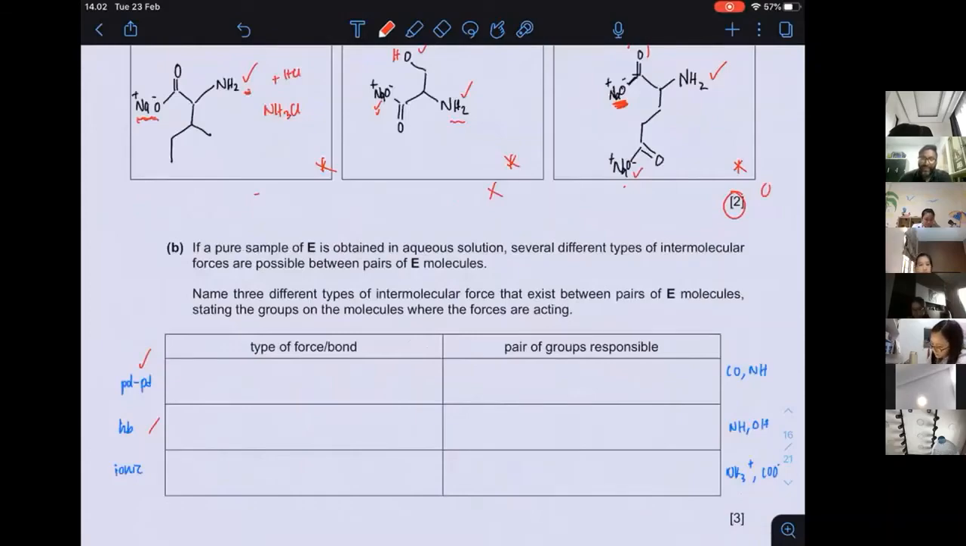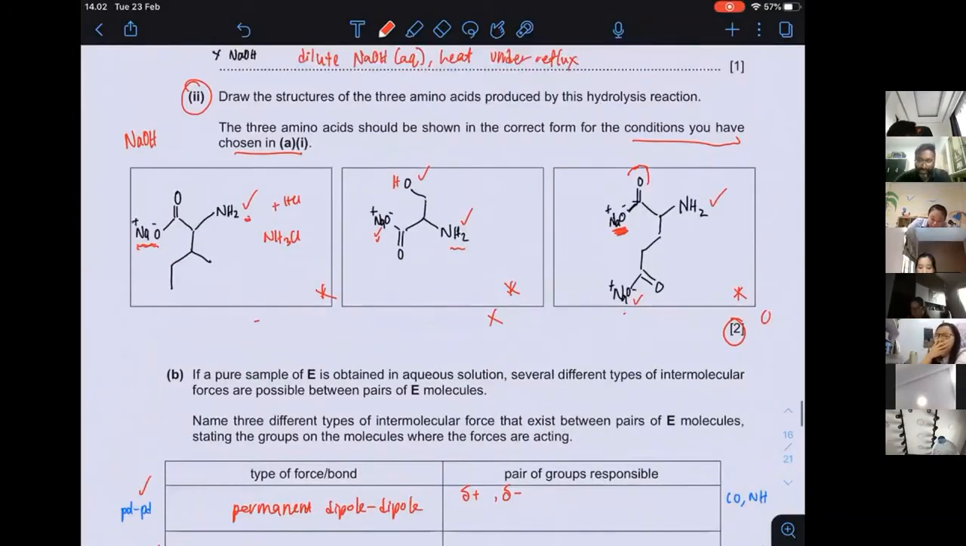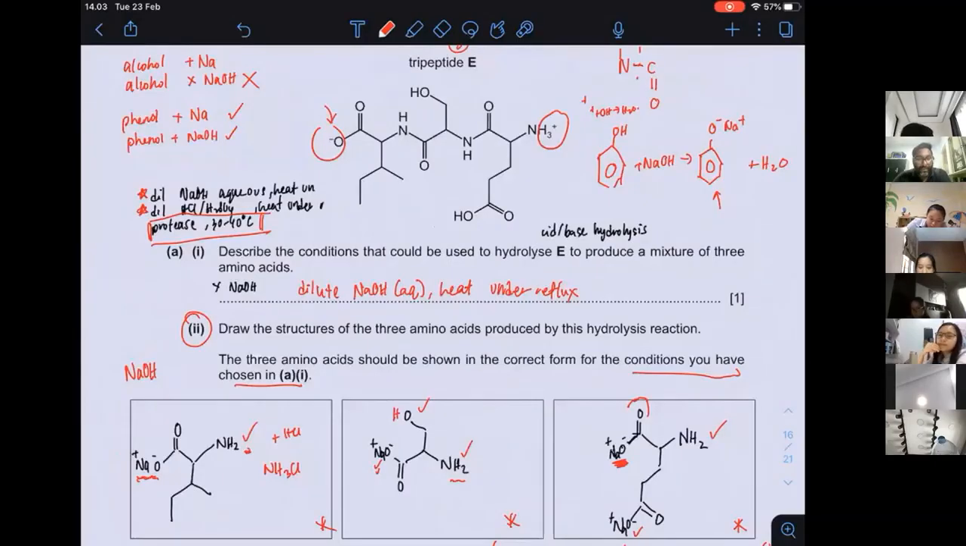Okay, what is PDPD? It is going to be permanent dipole-dipole. And it is going to be between what and what? Basically, PDPD is between anything that has delta positive and delta negative, so the one that has partial positive, not completely positive, and partial negative.